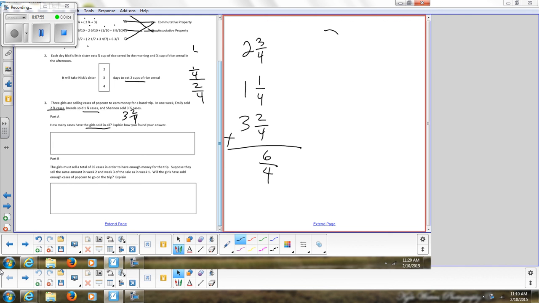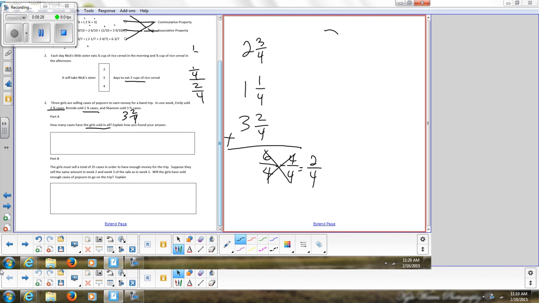Okay, how do I regroup? What is a whole for this? Like 4/4. Good. Which leaves me with 6 minus 4, 2/4. Good, leaves me with 2/4. And then what do I do with this? You cross it out, and then it's 6 2/4.